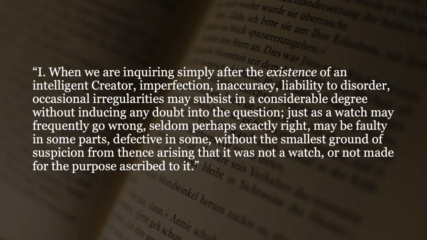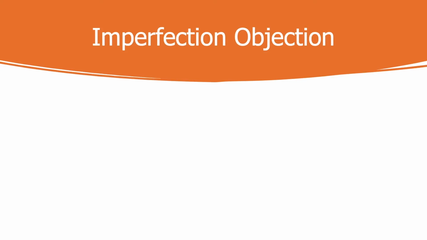"When we're inquiring simply after the existence of an intelligent creator, imperfection, inaccuracy, liability to disorder, occasional irregularities may subsist in a considerable degree without introducing any doubt into the question. Just as a watch may frequently go wrong, seldom perhaps exactly right, may be faulty in some parts, defective in some, without the smallest ground of suspicion, from thence arising, that it was not a watch or not made for the purpose ascribed to it." We're going to call this the imperfection objection.